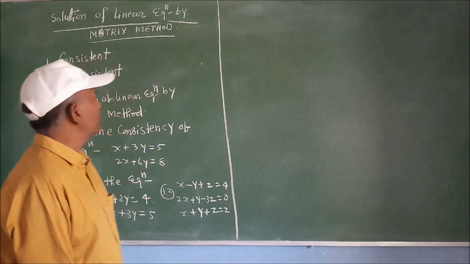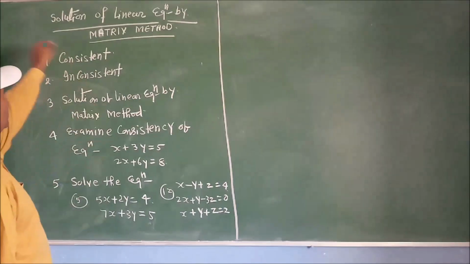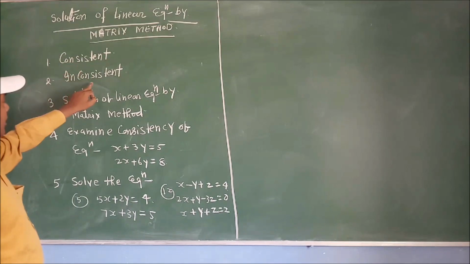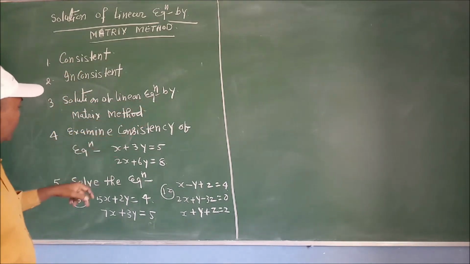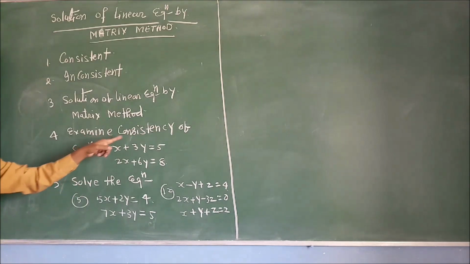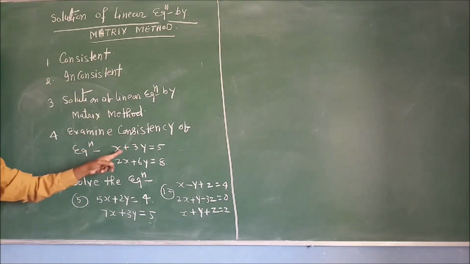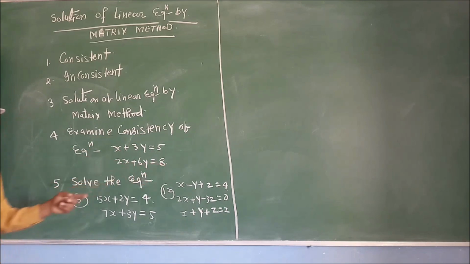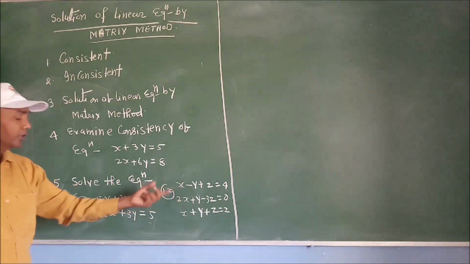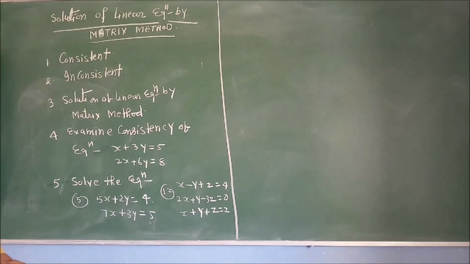So see here, today our subtopic is inconsistent solution of linear equation by matrix method. Examine consistency of the equation x plus 3y is equal to 5, 2x plus 6y is equal to 8, and also, last, solve the equation. In CBSE, this type of question will be asked from the examination point of view.